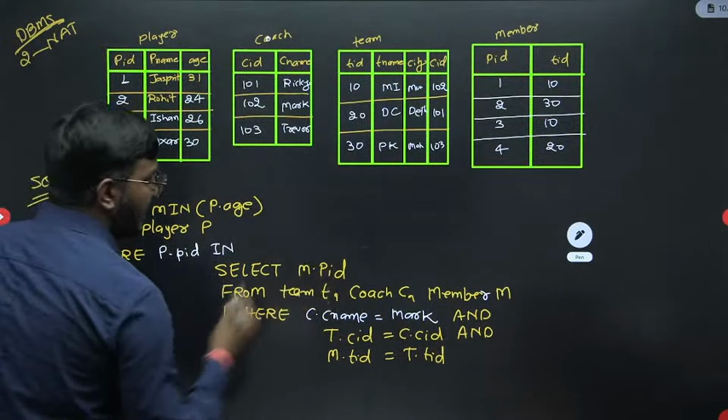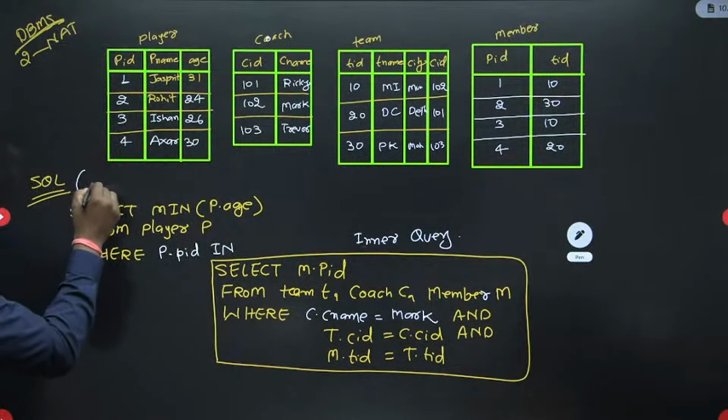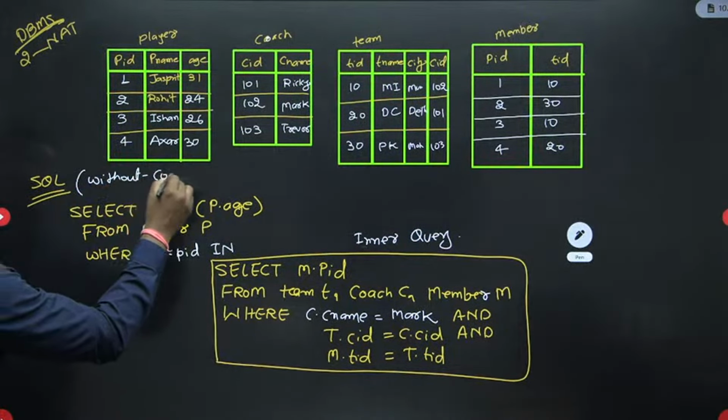Fine. This is our inner query. The inner query is independent of the outer query. Understood? So this SQL is without correlation. Getting my point? Fine. So first what we'll do here? First we'll find the result of this inner query, and that result will be used as an input to the outer query. Getting my point? So first find the result of this inner query.